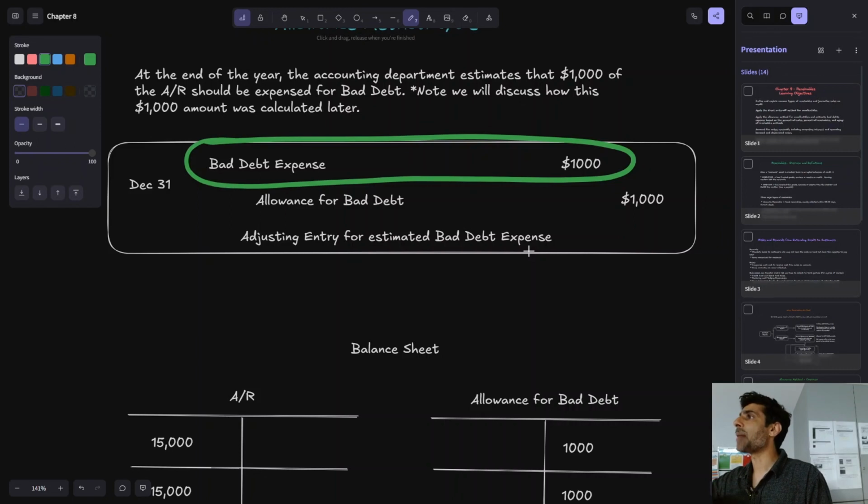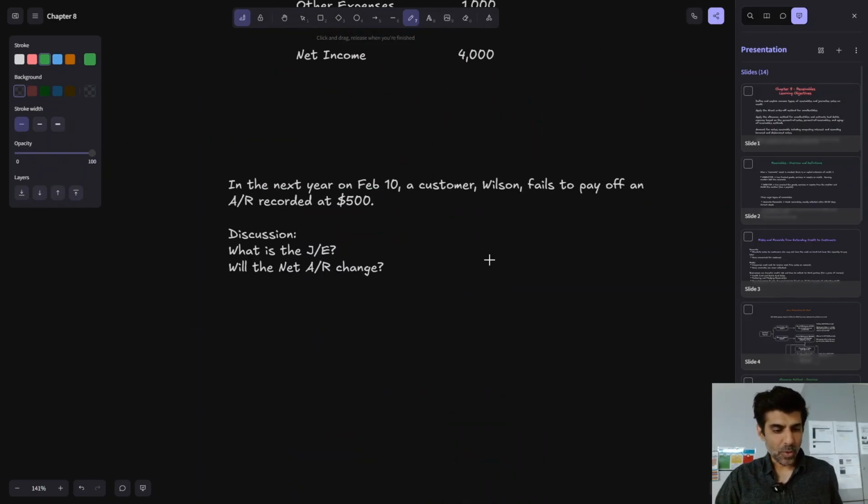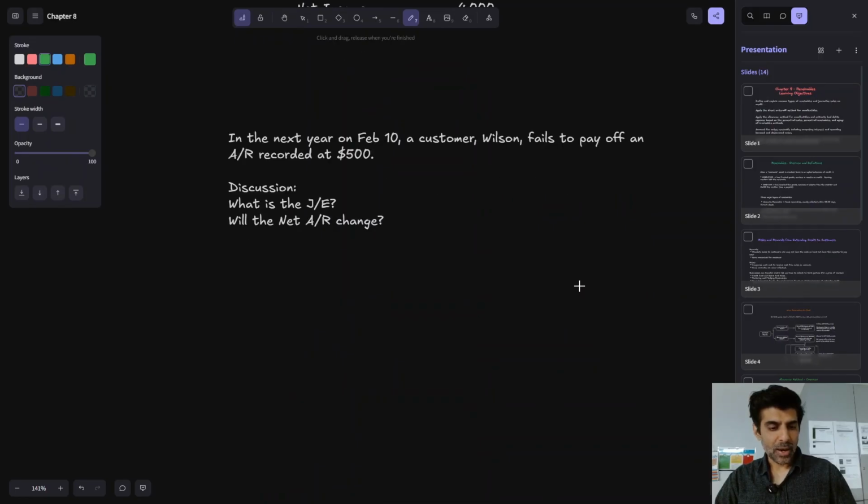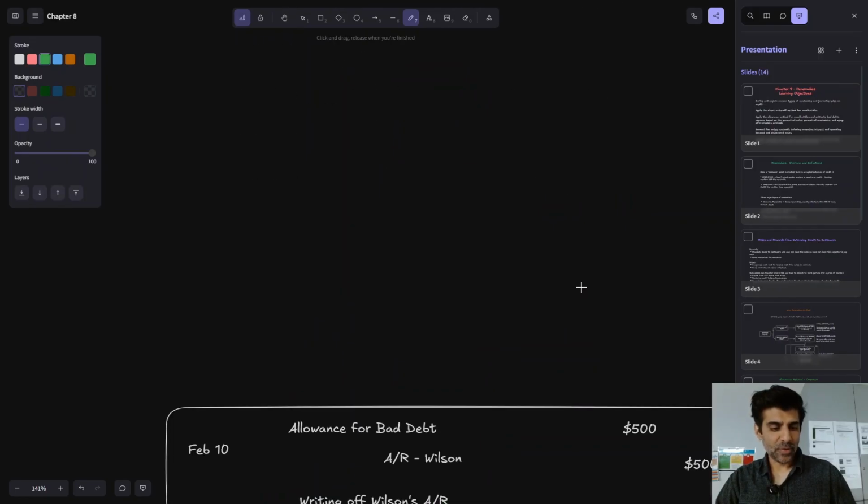So when it actually happens, we don't have to take that expense again. We pre-took that expense. Okay, so now we kind of have this piggy bank of $1,000 that we can use to take the actual bad debt when it actually happens. We can use this piggy bank. Okay, so what we'll do is we're basically going to have to reduce the account receivable.